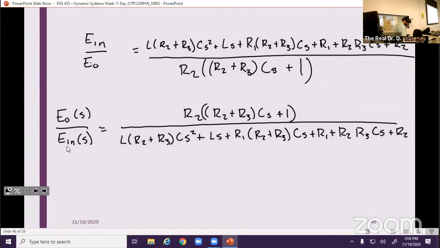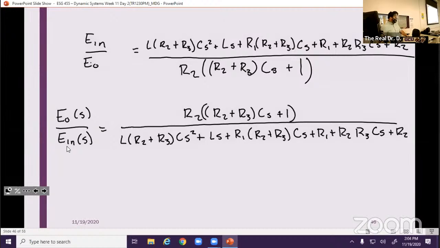Okay. So we've done a transfer function method. We've done an impedance method. Right? Why don't we try a Laplace transform method? How about that?